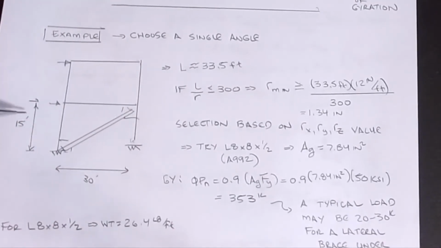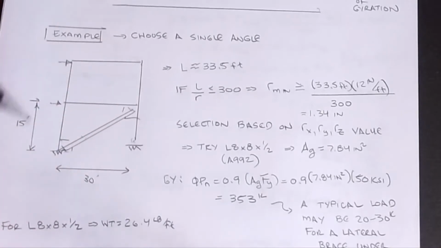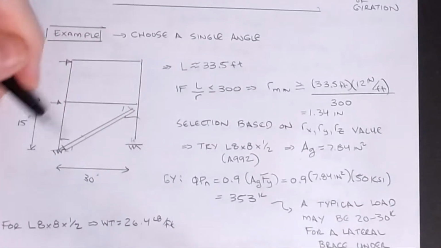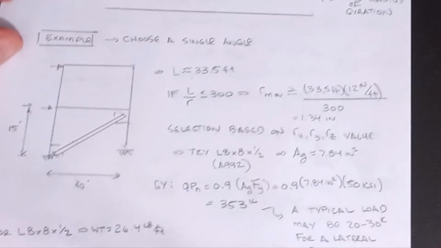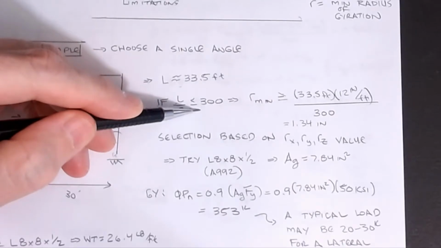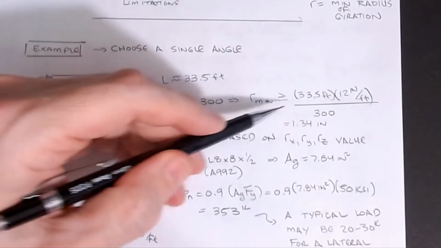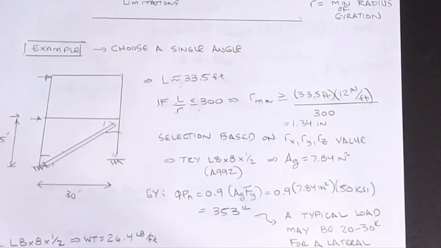Let's play the L over R game for this guy. If I'm 30 feet this way and 15 feet this way, then the diagonal will be somewhere around 33.5 feet. Again, approximate. We're just playing an approximate game here. If I am bound by L over R less than 300, the R minimum of this guy is 1.34 inches. Doesn't seem like a real big number, okay?